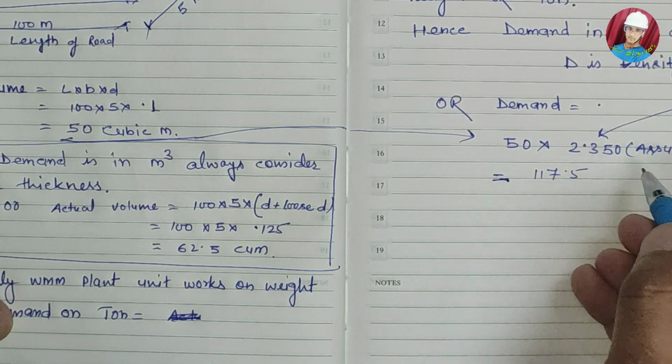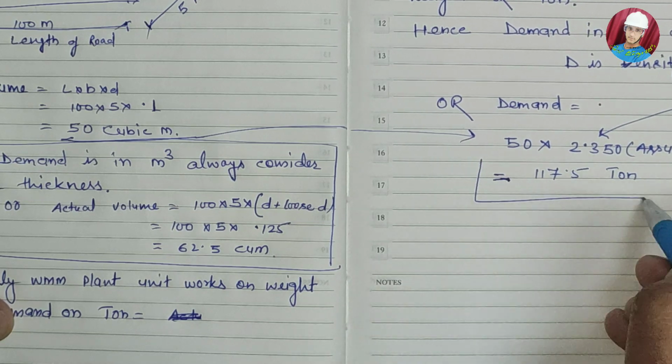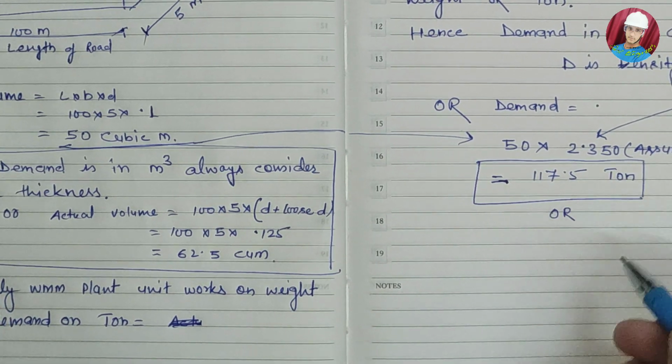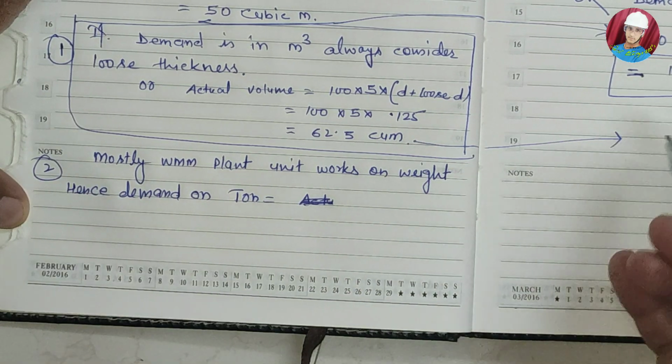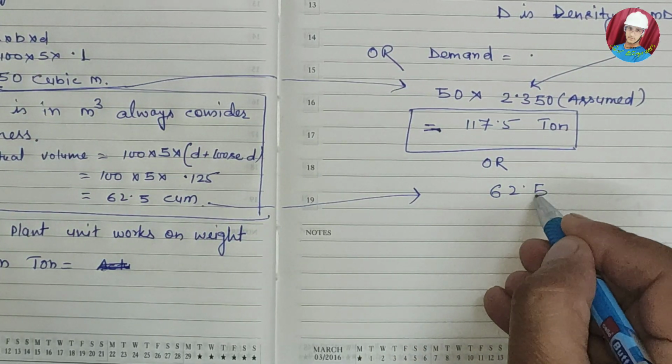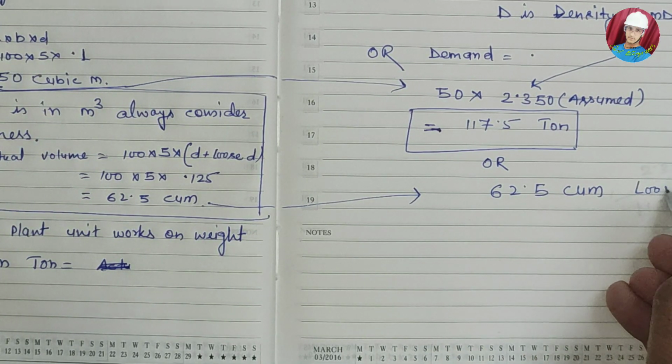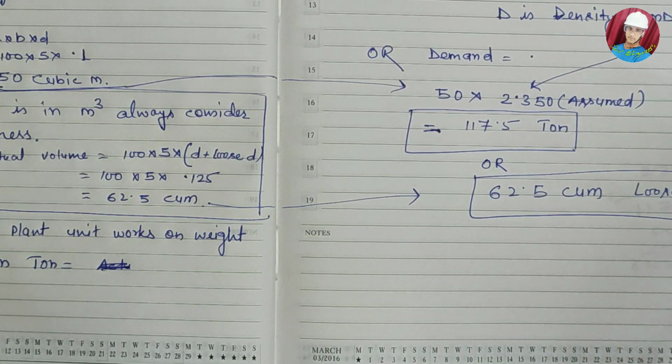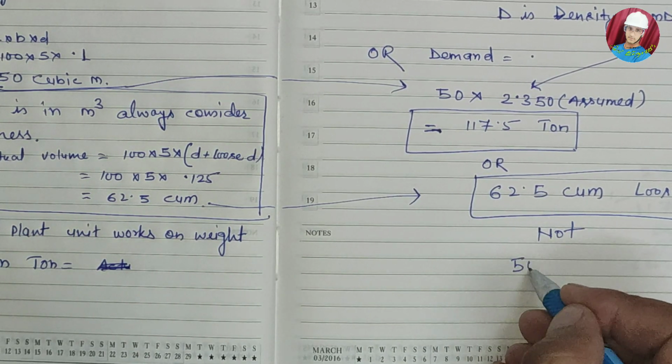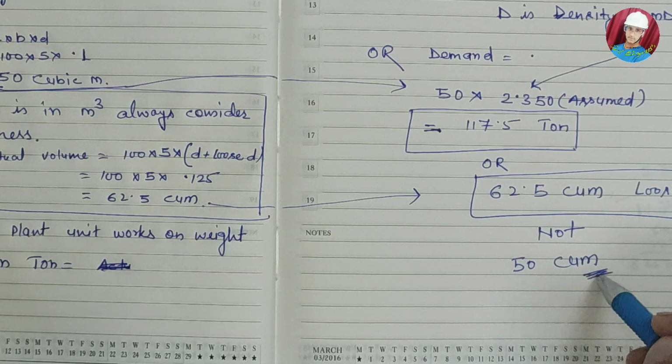So now the weight of WMM which we have to place a demand to the plant is 117.5 ton, and if you have to place in cubic meter, then it is 62.5 cubic meter. It was a simple example of quantity required for a day's work.